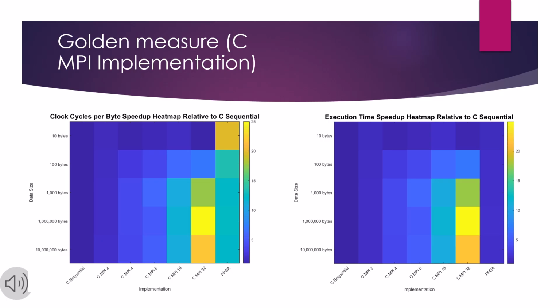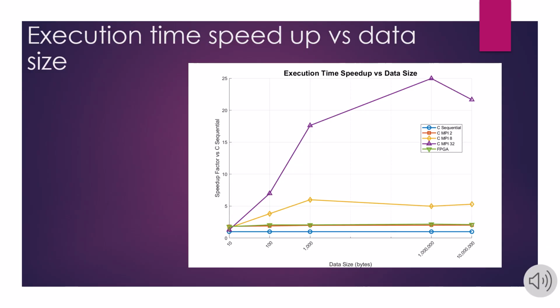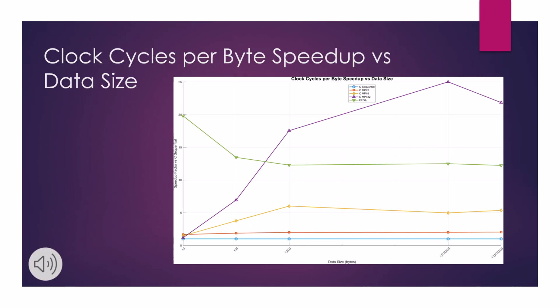Our analysis used a sequential C implementation as the golden reference for performance comparison. We analyzed the performance across data sizes ranging from 10 bytes to 10 megabytes. The shown speedup graph shows that while raw execution times show MPI outperforming the FPGA on large datasets, this doesn't account for clock speed differences, which is 3 GHz on the CPU versus 500 MHz on the FPGA. When normalized by clock cycles per byte, the FPGA shows superior efficiency, especially for small datasets.